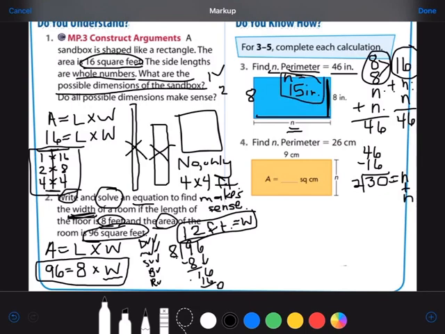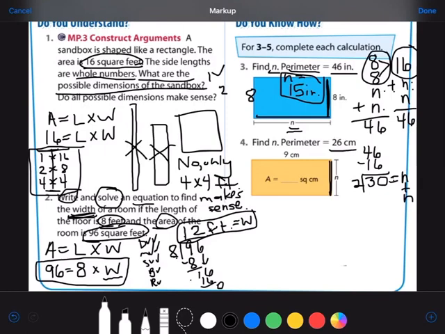Let's try another one like that to make sure we understand what we're doing here. Let's look at number 4 together. We're going to find n. Again, we're missing a side, right? The length in this case. And they're giving us the perimeter again. We still don't know what the area is. We didn't know what the area was last time, but we're only finding n as the side length.